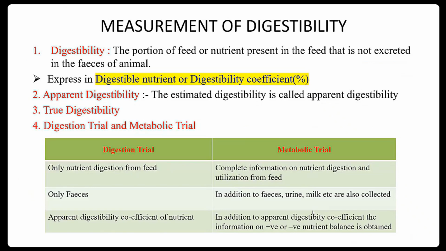And there are two terms: the digestion trial and the metabolic trial. What is the difference between them? In a digestion trial, only the digestibility of a feed can be tested. In a metabolic trial, the metabolism of the feed can be tested, meaning the losses through both fecal and urine are calculated, while in a digestion trial only fecal losses are calculated. That is the major difference. The metabolic trial is mainly done for animals with a different kind of output; in the case of poultry, we generally do a metabolic trial.